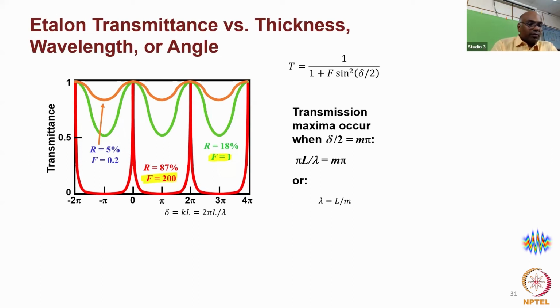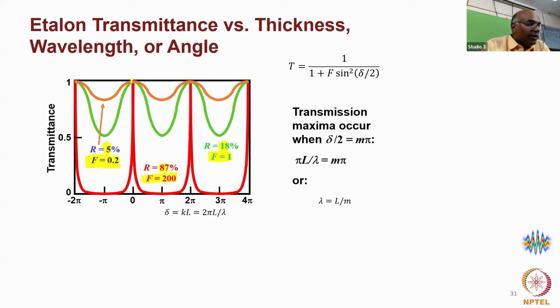The second is for the case of f equals 1. Third is a rather poor f, f is 0.2. F is equal to 200 corresponds to an R of 87%. This is basically reflectance, also a number between 0 and 1. We have multiplied that by 100 so that it can be written as a percentage. And this R is, again, for f equal to 1, R is 18%. Here for f equal to 0.2, it's a really poor reflection, R equal to 5%.